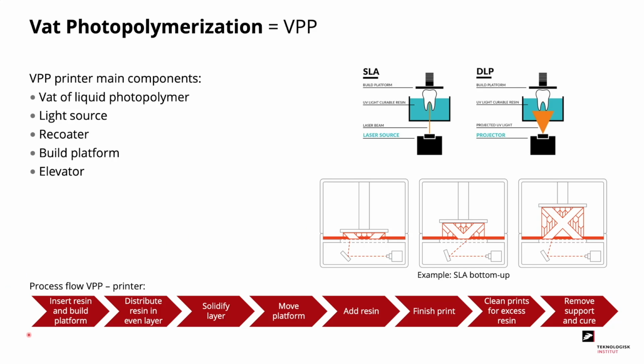Looking into the process flow of VPP, first you're going to insert resin and build platform. Then you distribute resin in an even layer. After that you solidify the layer with the light source and move the platform up or down. If you use bottom-up technology, you add resin, but that is not necessary for top-down. This process continues until you have the full part. Finally, you have to clean the prints for excess resin, remove support and cure with UV light.